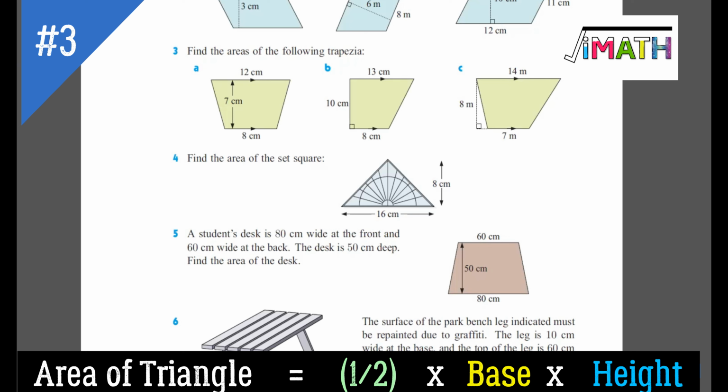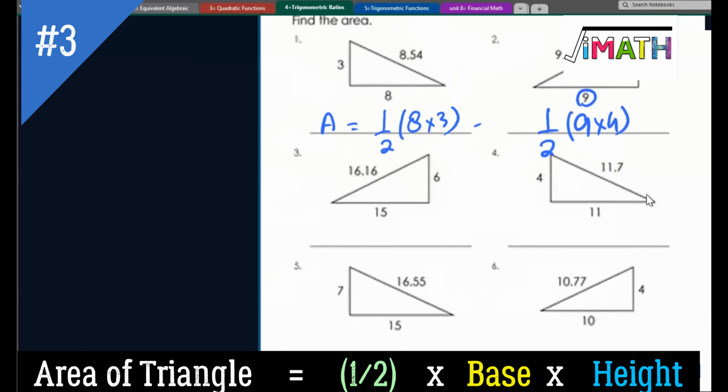Okay. Yeah. So just say base multiplied by height divided by 2. Okay. It's gonna be 9 multiplied by 4 divided by 2. Okay. So what's gonna be the area of the question 3? I don't think I can see. Oh, sorry. Oh, okay. My mistake.